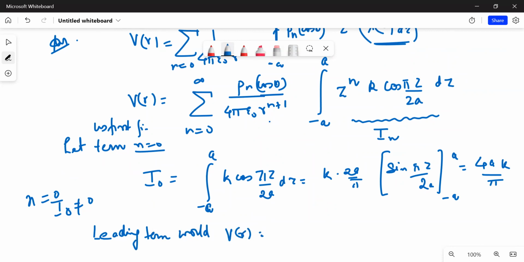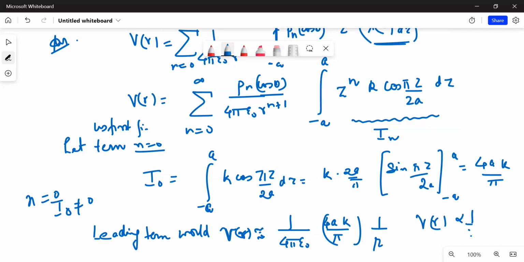V as a function of r. Put n equal to 0 here. P 0 is 1, so I will write 1 upon 4 pi epsilon naught. So your potential would be approximately equal to the leading term, because when I say leading term, I mean for very far away distances. For very far away distances, the leading term would be the dominating term. Is that clear? And I naught would be 4a k upon pi, and with n equal to 0 here, we get 1 upon r. So your leading term would be proportional to 1 upon r, or you can say the leading term would be corresponding to the monopole contribution. Is that clear or not clear?